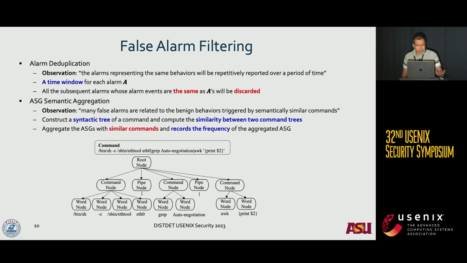On the client side, we maintain a time window for each newly reported alarm. And all the subsequent alarms whose events are the same as the one that we have observed will be discarded.